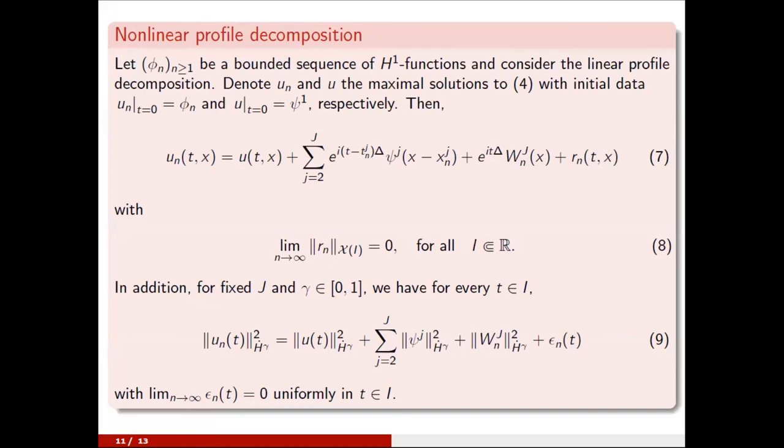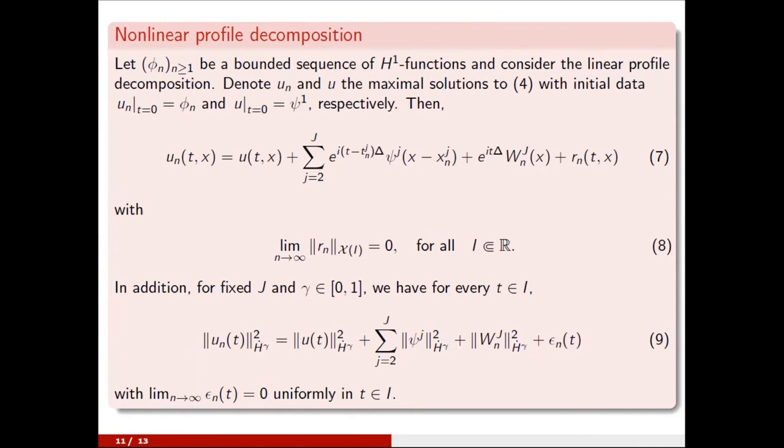We take X, the Schrödinger space of resolution. If we take any compact interval, not R in time, we look in X of I with I compact. What we see? The nonlinear decomposition, or the linear profile decomposition, u_n, the nonlinear one associated to phi one, is equal to U. What is U? U is the nonlinear solution associated to psi one, the initial data.